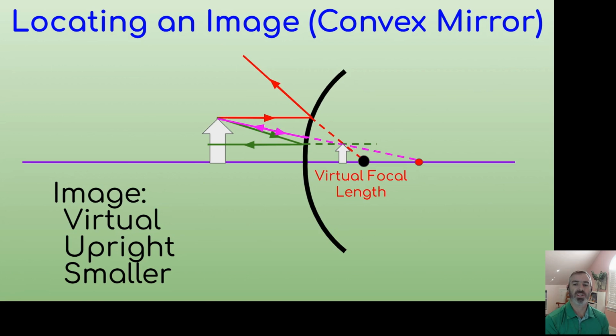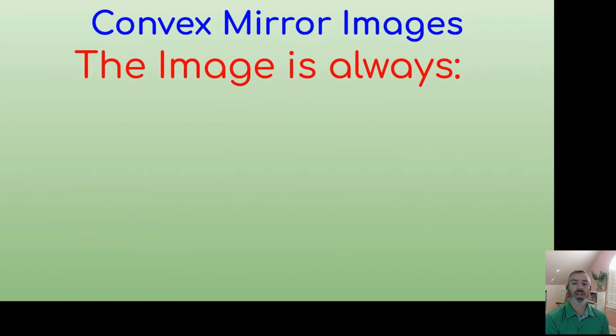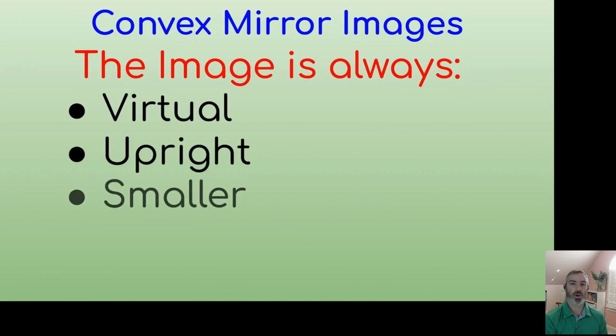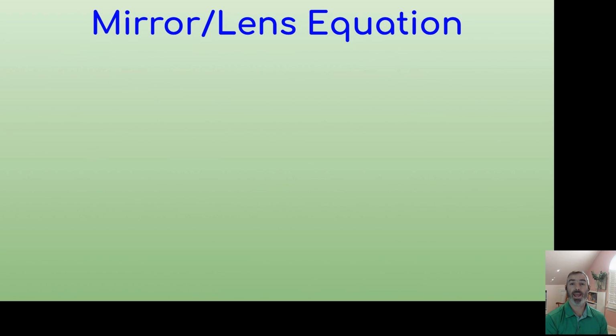You also might have seen this if you come up to an intersection that's hard to see around the corner. You might see a mirror posted across on a pole to help you see around the corner. That's going to be a convex mirror as well. So we know for convex mirrors, the image is always going to be virtual, always upright, and always smaller. So there's really only one ray diagram for convex mirrors. So let's transition to calculations now.